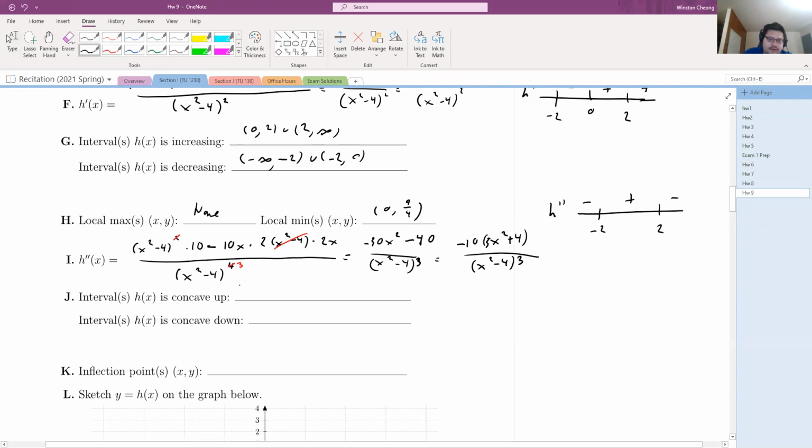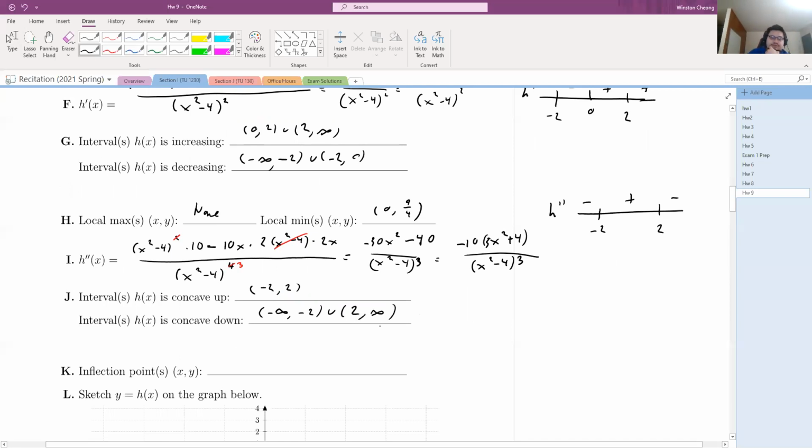And then we can answer concave up and down. Concave up is the positive part, that's -2 to 2, and concave down is the negative part, negative infinity to -2, union 2 to infinity.